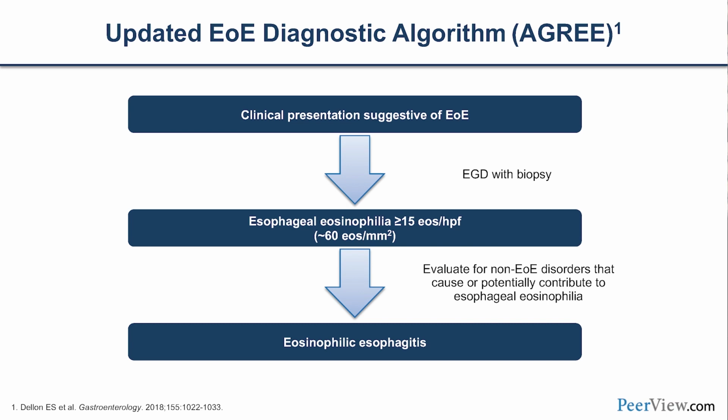This equates to about 60 eos per millimeter squared if you're calculating the eosinophil density rather than the count per high power field. However, you cannot stop and make the diagnosis at that point. The key next step is to evaluate for non-EoE disorders that cause or potentially contribute to esophageal eosinophilia. Once those have been thoroughly considered and excluded or dealt with, then you can move to make the diagnosis of EoE. There's no need for any treatment trials, including with PPI, in this algorithm.